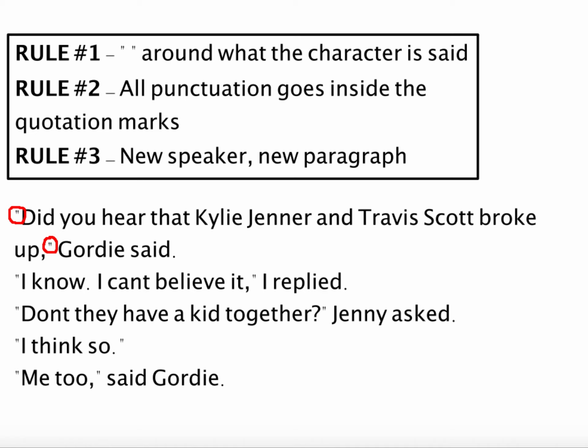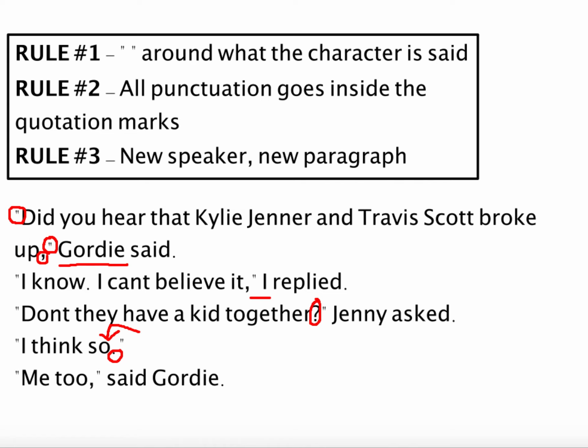I also want you to notice, number two, that all of the punctuation goes inside the quotation marks. So that might be a comma, a question mark, or a period. What's important is that it all goes inside the quotation marks. And then number three, I want you to notice that anytime there's a new speaker, there's a new paragraph. So here, Gordy is speaking, and then the narrator speaks. Because they're two different speakers, they're in two different paragraphs.